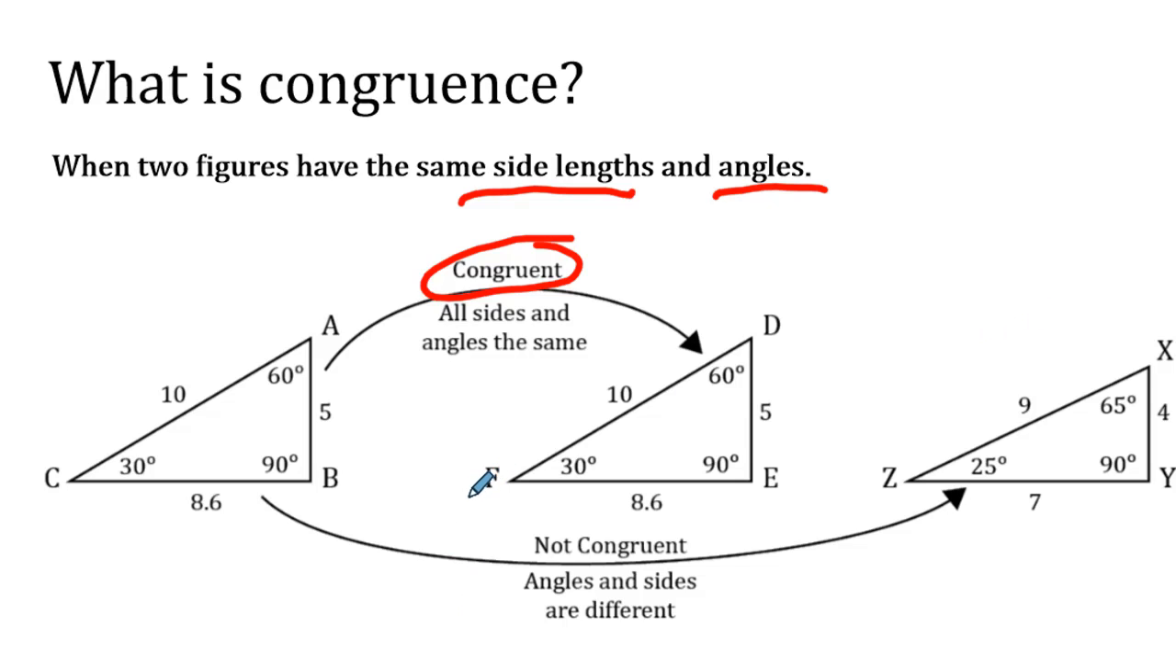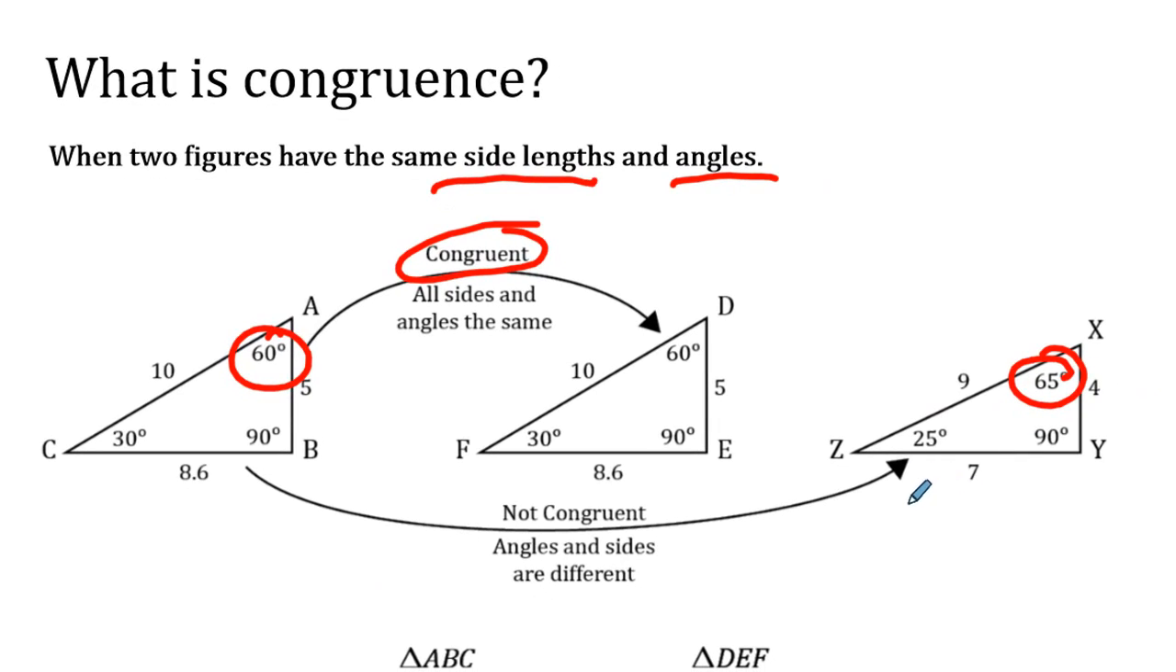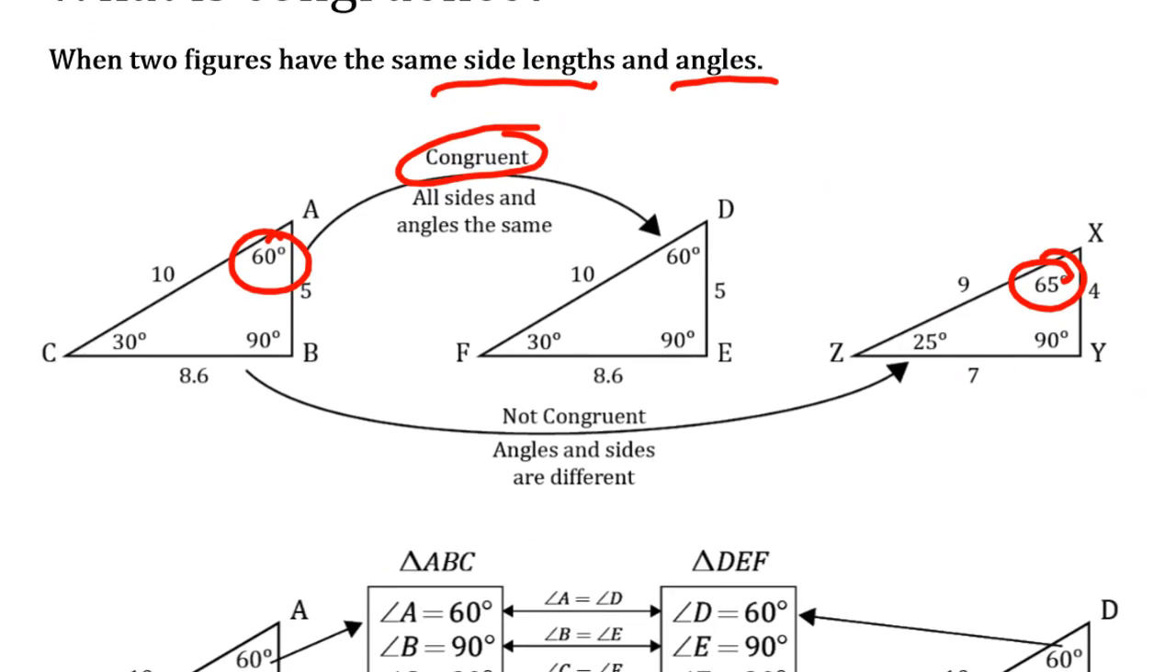Now let's look at an example. You may be asking, well, what's a situation where it's not congruent? All right, well, look at this. This one, triangle XYZ, the angle is 65. This angle is 60. Bam, these are not congruent. So you can't say that those two triangles are congruent.